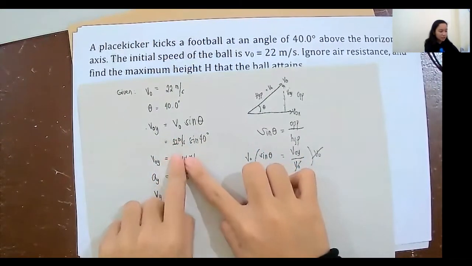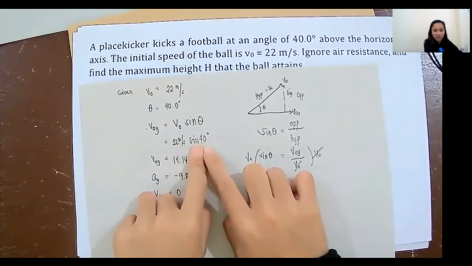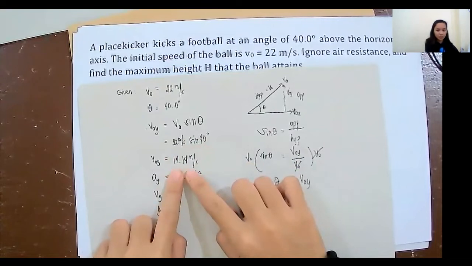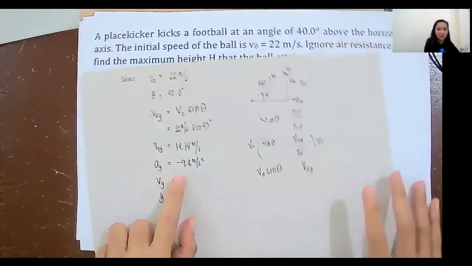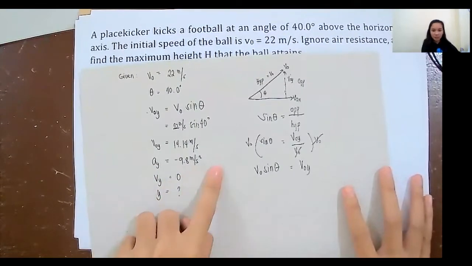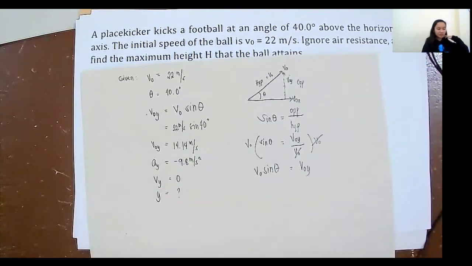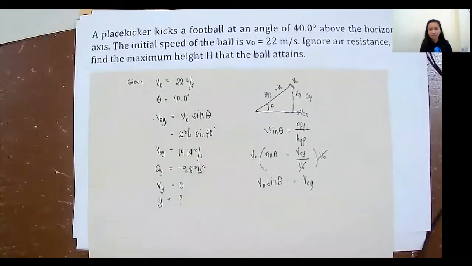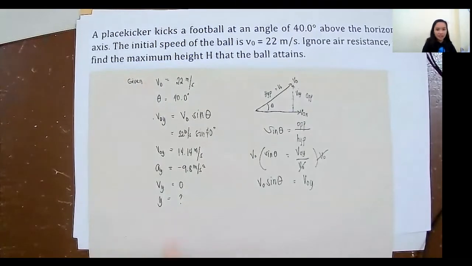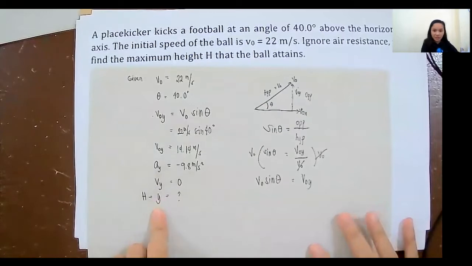Then substitute the values. You have 22 meter per second sine 40 degrees. You will get 14.14 meter per second. Now your acceleration due to gravity is negative 9.8 meter per second squared. Your final velocity is zero. Bakit zero? When we are talking about maximum height, at maximum height, your final velocity is always zero. And then we are looking for your y, or your maximum height. We will call it your y displacement.